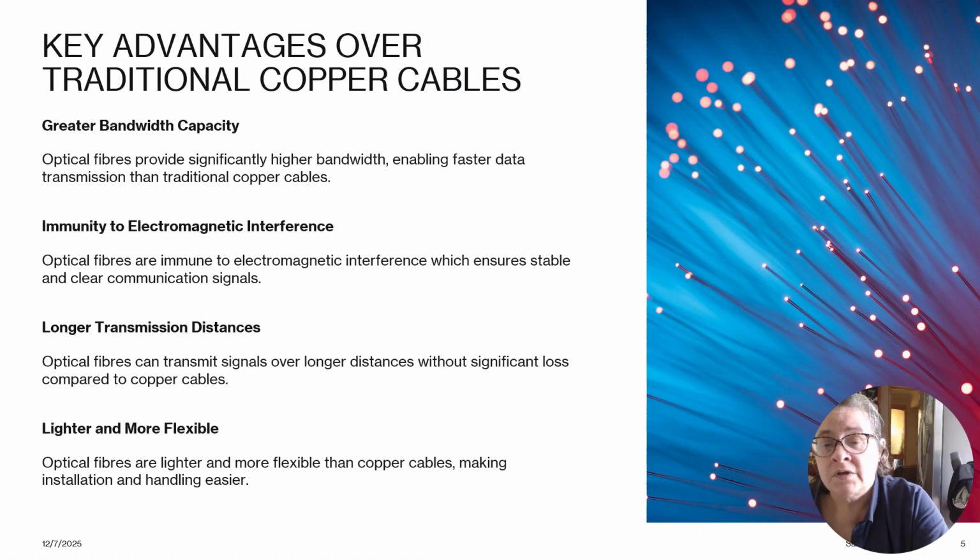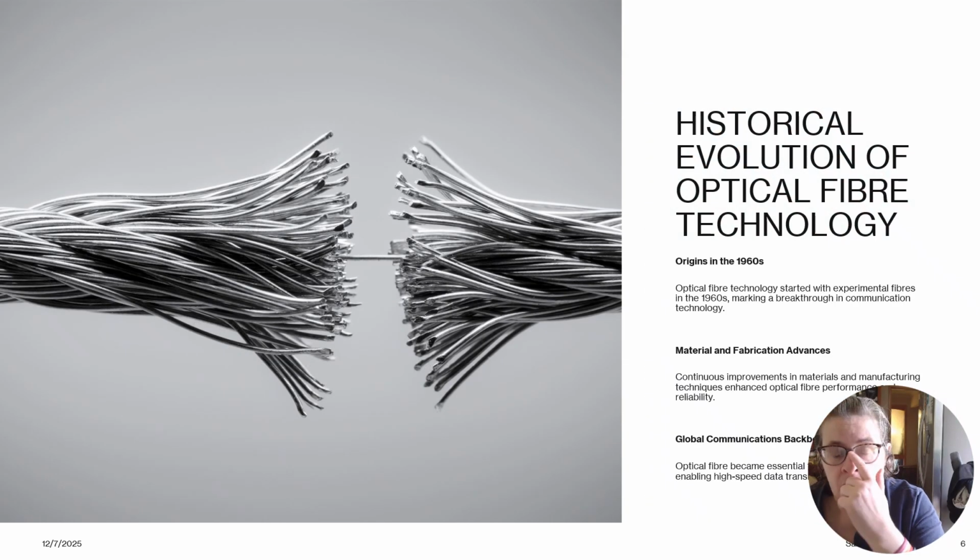Optical fibre offers greater bandwidth, immunity to electromagnetic interference, longer transmission distances, and lightweight construction compared to copper cables, making them ideal for modern communication needs. Optical fibre technology began in the 1960s with early experimental fibres, rapidly advancing through improvements in materials and fabrication techniques to become a cornerstone of global communications.